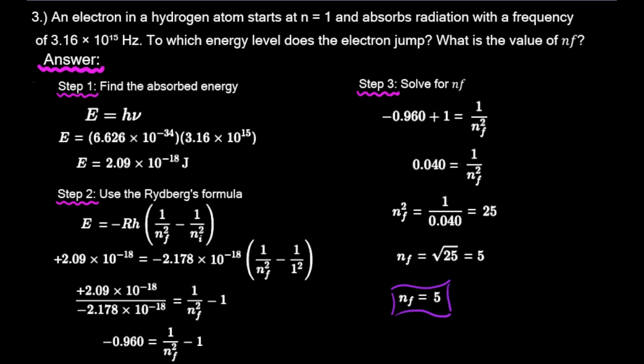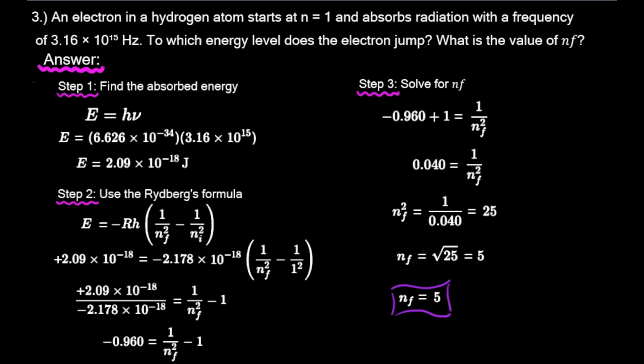Now we solve for n final by taking the reciprocal to get n final squared is equal to 1 divided by 0.04, which equals 25. Finally, we take the square root of both sides to get n final equals 5. So the electron absorbs that much energy or radiation to jump from n equals 1 up to n equals 5.